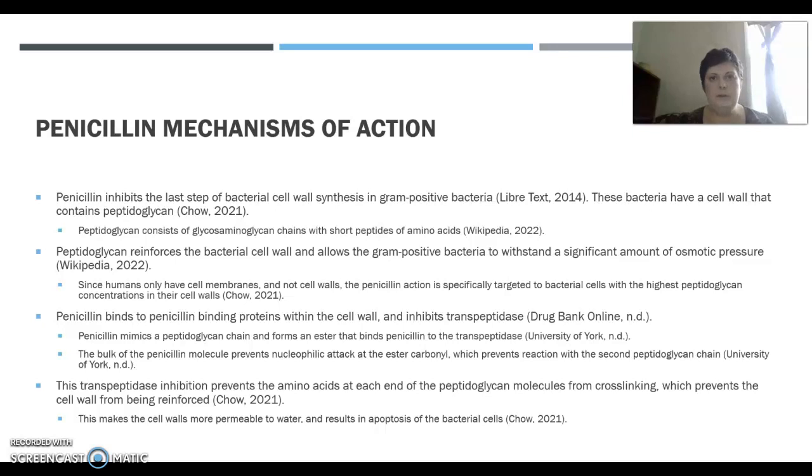Now, if the peptidoglycan molecules cannot be synthesized and linked, it leaves the cell walls permeable to water, which leads to apoptosis because the cells simply cannot withstand the osmotic pressure without that peptidoglycan linkage.